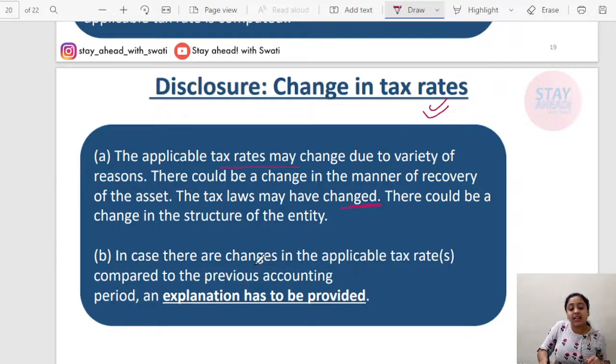In case there are changes in the applicable tax rate compared to the previous accounting period, an explanation needs to be provided. It needs to be recorded at the previous rate. The new rate should be recorded from the date it becomes applicable, announced and notified. In between, if there is an approval period and pending period, then you need to disclose that there has been a change in the tax rate and its impact should be shown in the disclosure portion.